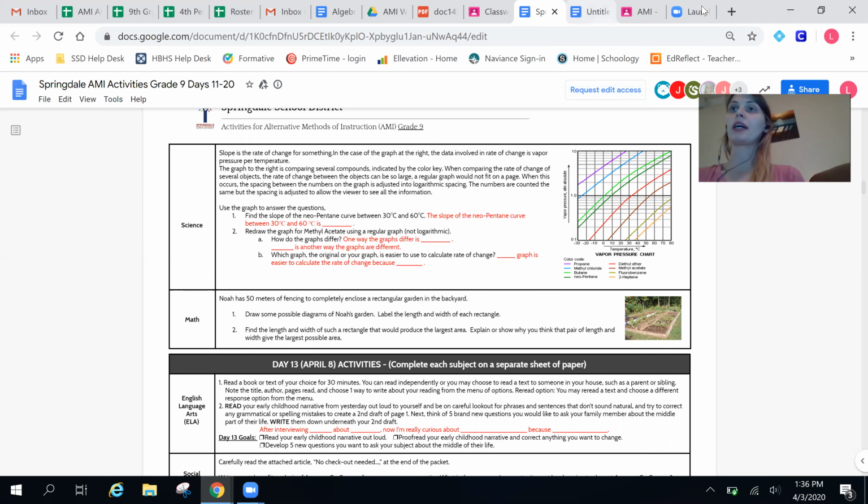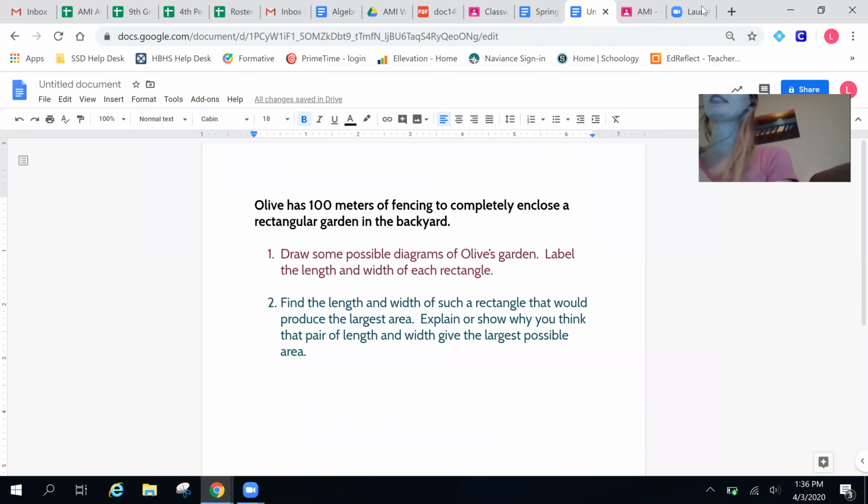So I want to be able to help you guys with this, and I have done this just on a little bit of a different problem. My cat, who's sitting right in front of me, her name's Olive, so we're going to use her name here, and we're just going to change the number so we're not just giving you the answer away. So I've got Olive instead of whoever we were talking about before. Olive has 100 meters, not 50 or 60 or whatever it was. We have 100 meters this time to completely enclose a rectangular garden in the backyard. So we are going to draw several options of what that could look like.